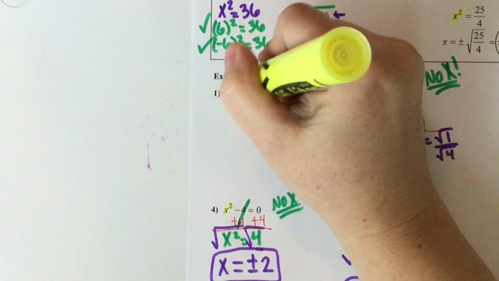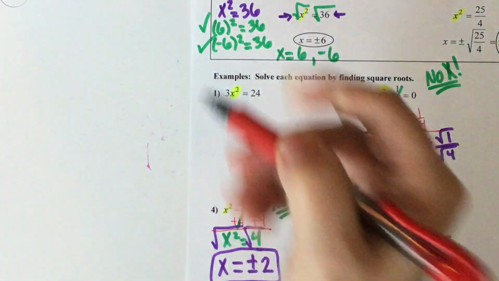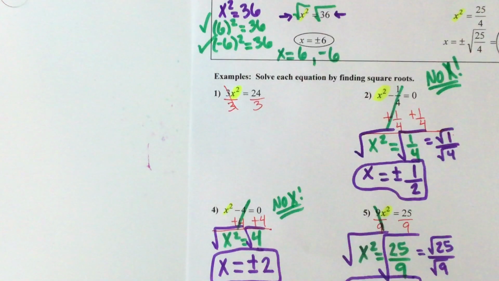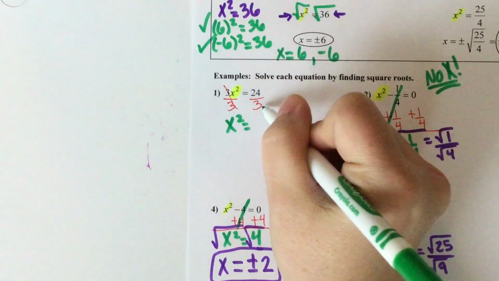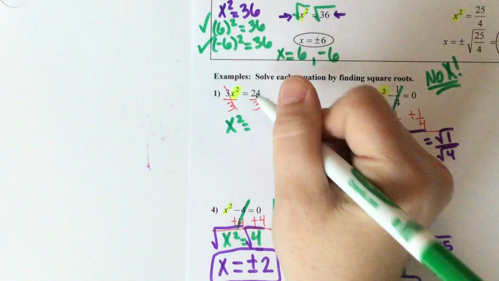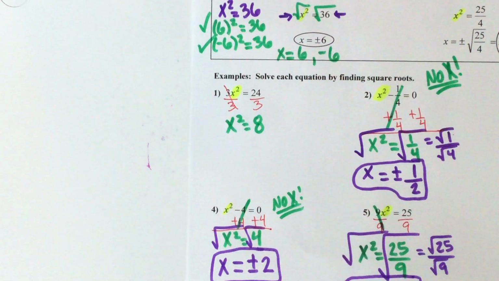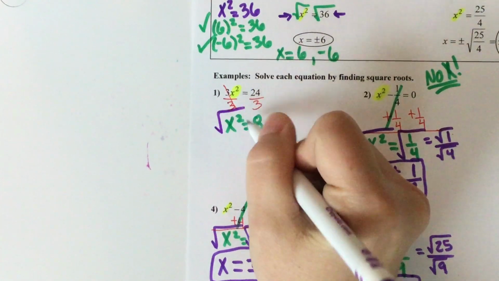Okay, so our goal is to get x squared by itself. How are you going to get rid of that 3? You're going to divide by it. That's how you undo multiplication. So then your x squared is going to drop. Now this time I can actually divide the 24 by 3. So I'm going to do that. So 24 divided by 3 is 8. Okay, once again, once your x squared is by itself, you square root both sides.